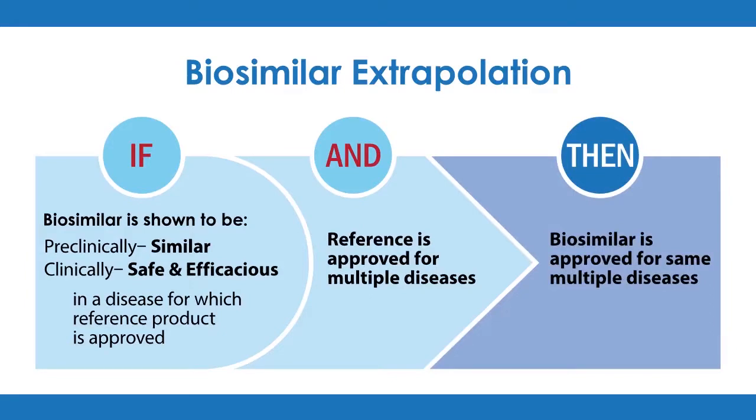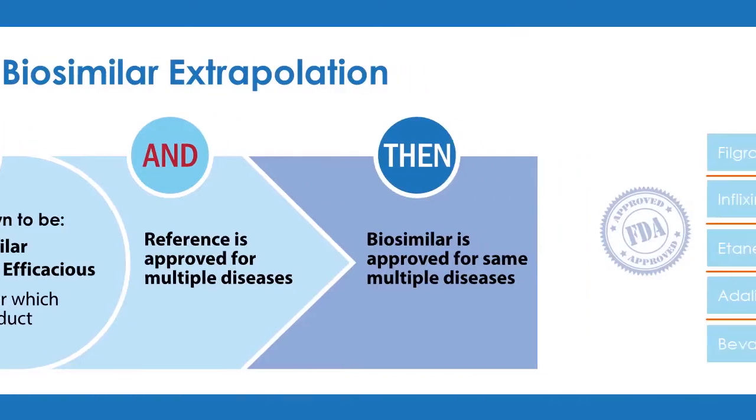If the originator drug is approved for multiple diseases, it is accepted by extrapolation that the approval in one disease will give it an approval in the other diseases, such as a biologic like adalimumab, which is approved for many diseases, including rheumatoid arthritis, psoriasis, spondylitis, and more. If I have a biosimilar that is demonstrated to be clinically efficacious in psoriasis, I may be given by extrapolation FDA approval for the other indications.